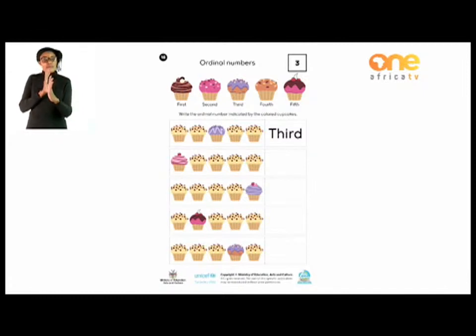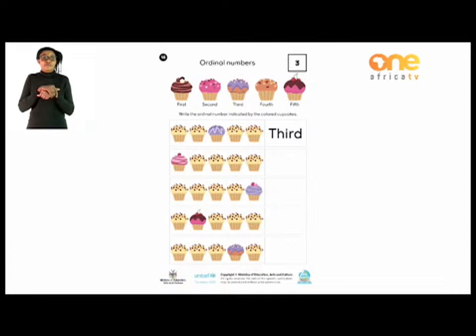Now, on this page, we are busy with cupcakes. And we have to see where the cupcake is standing. At which position is the cupcake standing? So, let's look at the brown cupcake there. Is it first, second, or third? First. The pink one is second. The blue and orange is third. The orange one is fourth. And the brown and pink one is fifth.